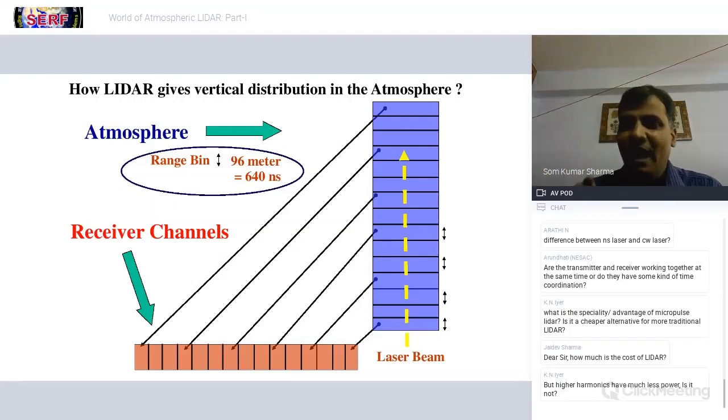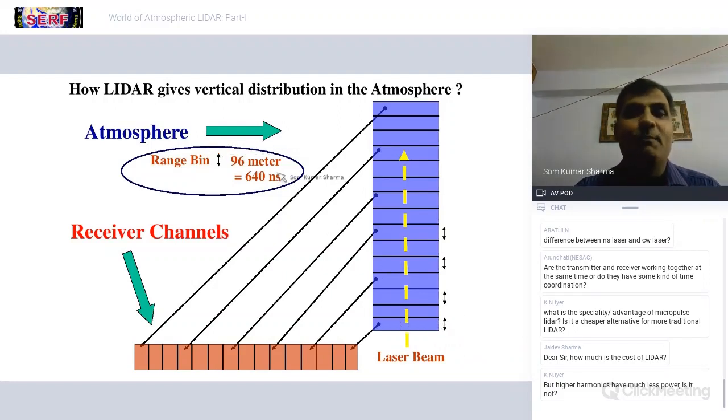As I told, if you go back, the distance is equal to velocity into time. So R is equal to C into delta T by 2. If you use this formula and you keep the delta T, the time difference, as 640 nanosecond, then what you will get? 96 meter. So in LIDAR, if you keep the bin width at 640 nanosecond, it will correspond to 96 meter height in the atmosphere.